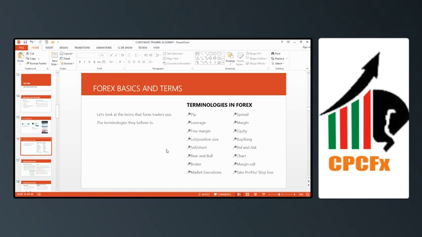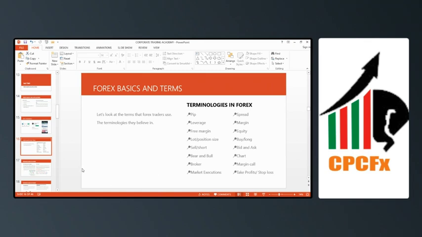Now we have pips, leverage, these are different terms you'll be hearing. Pre-margin, lot size or position size, short sell, long buy, the bear, the bull, the broker, market execution, spread, margin, equity, bid and ask, chart, take profit, and stop loss. All of these things you are going to be hearing. We'll take our time to explain some of them to you so that you don't get carried away when you hear them.